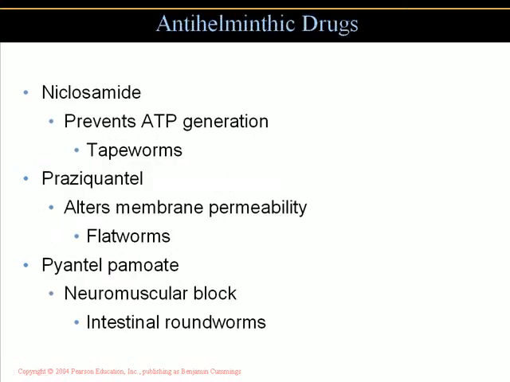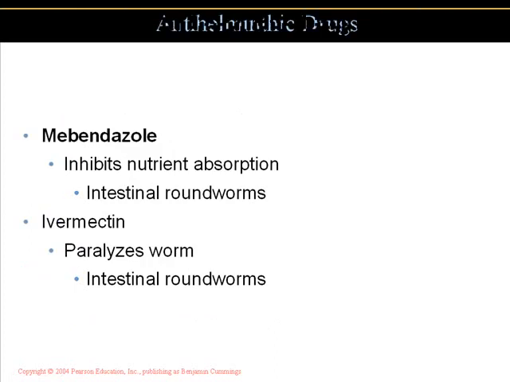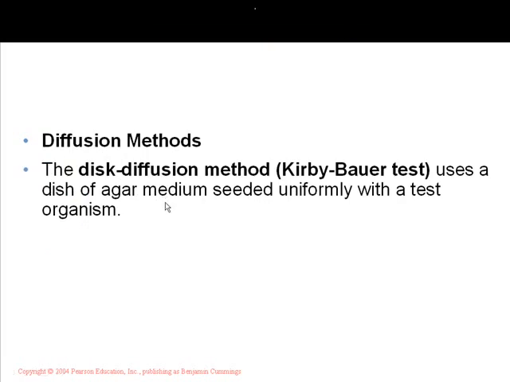Again, the different agents, niclosamide, praziquantel, and pyrantel, are drugs used to treat helminth infections in one way or the other. We'll go through these in a lot more detail when we talk about microorganisms that attack the gastrointestinal system. The most popular drug used is mebendazole. Again, this is the one I want you to be familiar with. It inhibits nutrient absorption in intestinal roundworms.